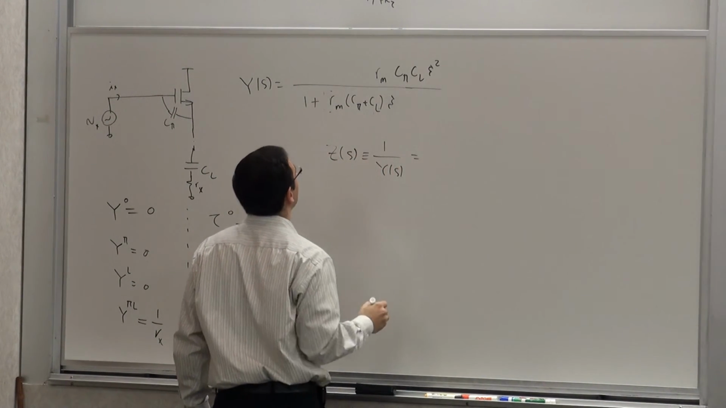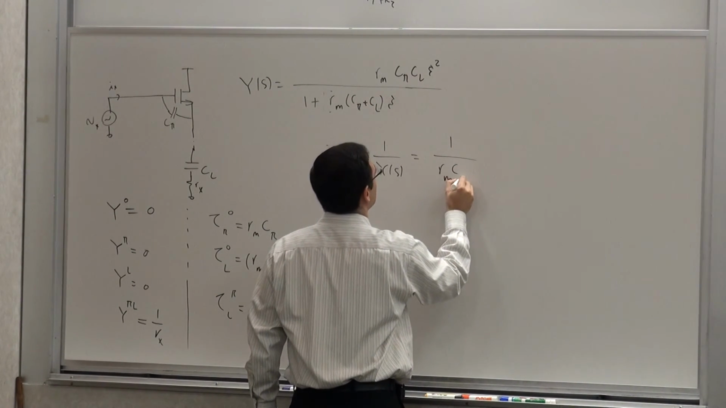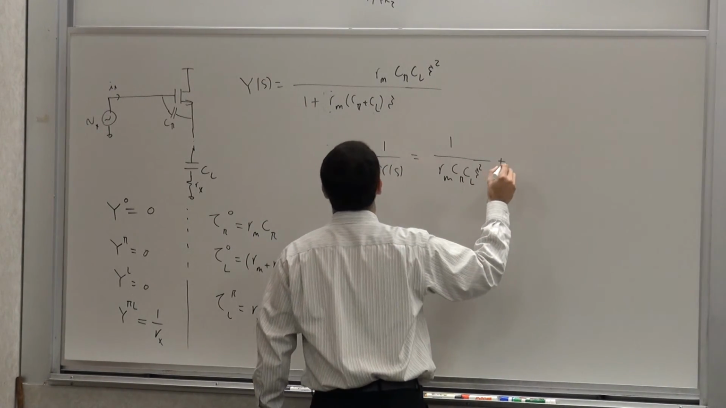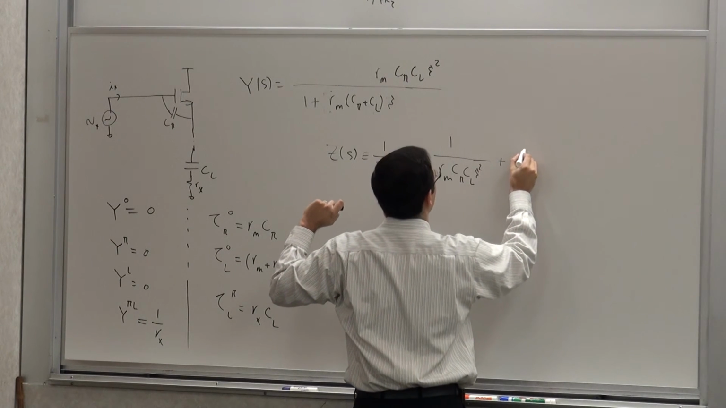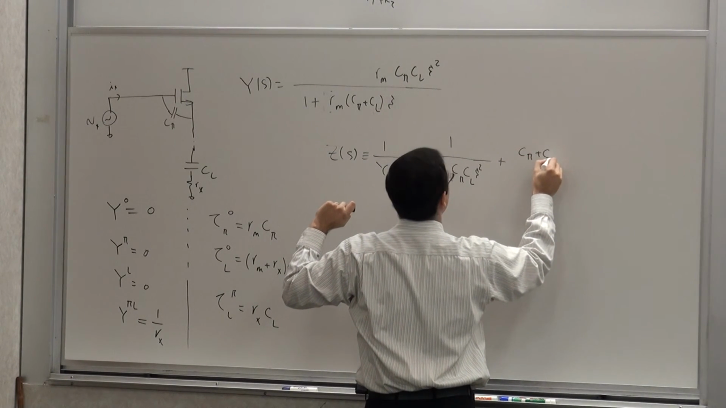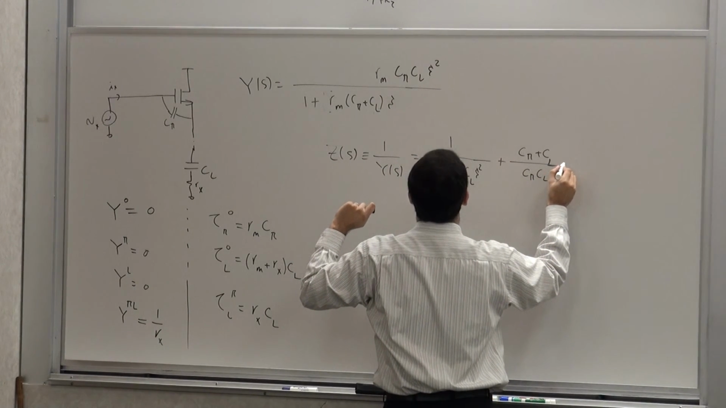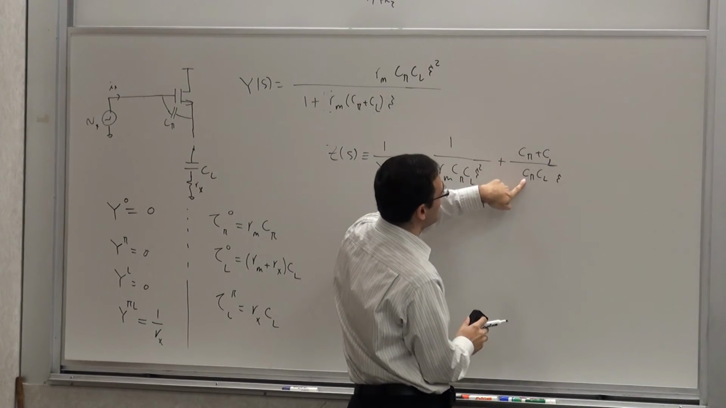If I want my impedance, I just do it at the end. So I get 1 over that, I get 1 over Rm C pi Cl S squared plus this divided by that, so the Rm's cancel, and I'm getting C pi plus Cl divided by C pi Cl over S.